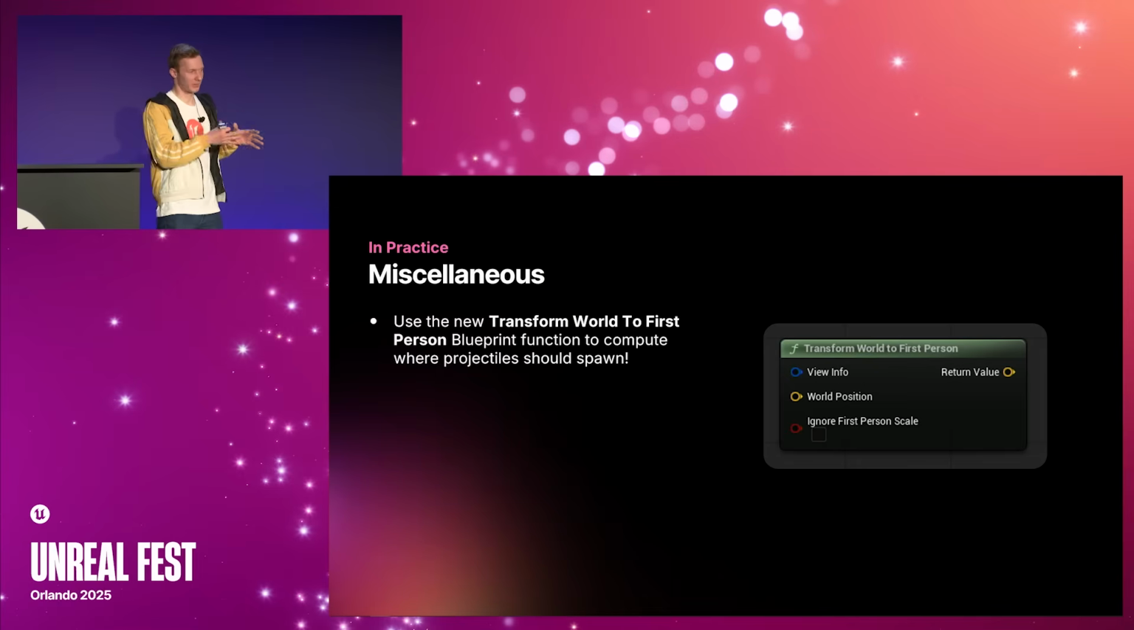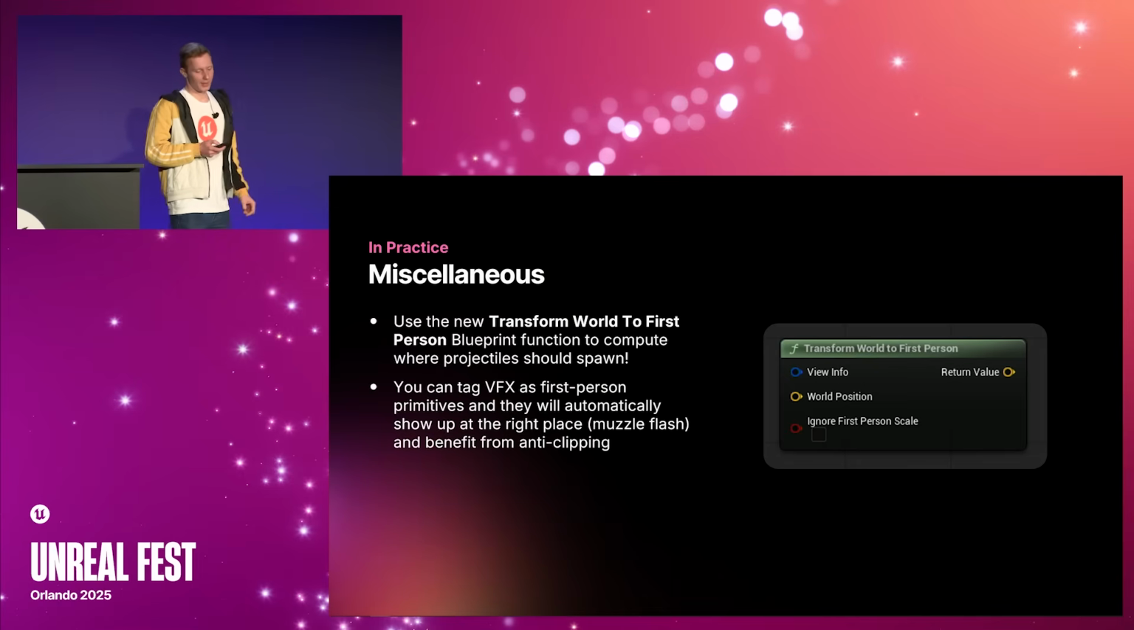And you want it to be in world space, but you want it to look as if it comes from the tip of the first person gun. So you can use this blueprint function, figure out where that is, and just spawn it at that position instead, and it just works.